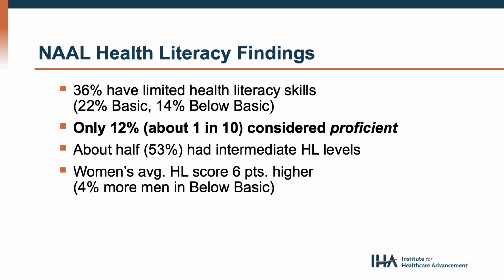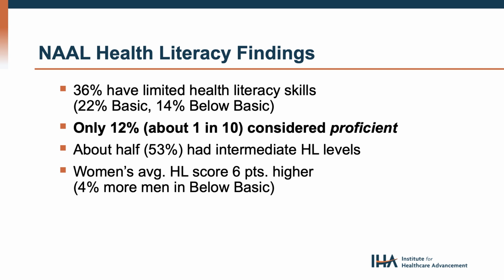So now let's take a look at the health literacy statistics. Those were the literacy, and these are the health literacy. 36% of the adult population fell into those bottom 2 categories. You can see the split there. So a little more than 1 in 3 individuals are in the bottom 2 categories.